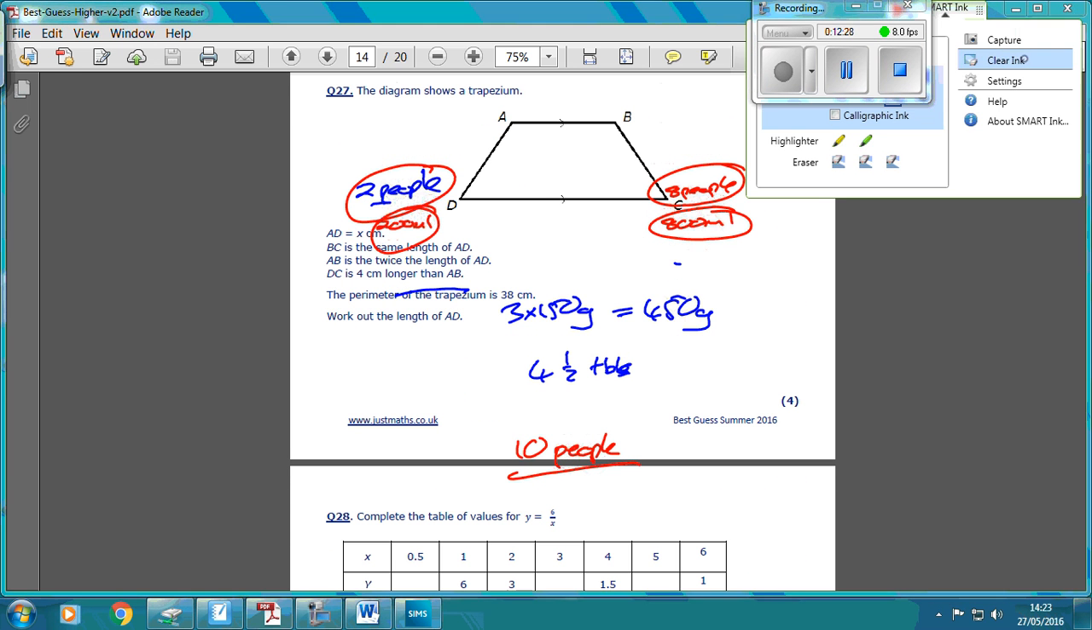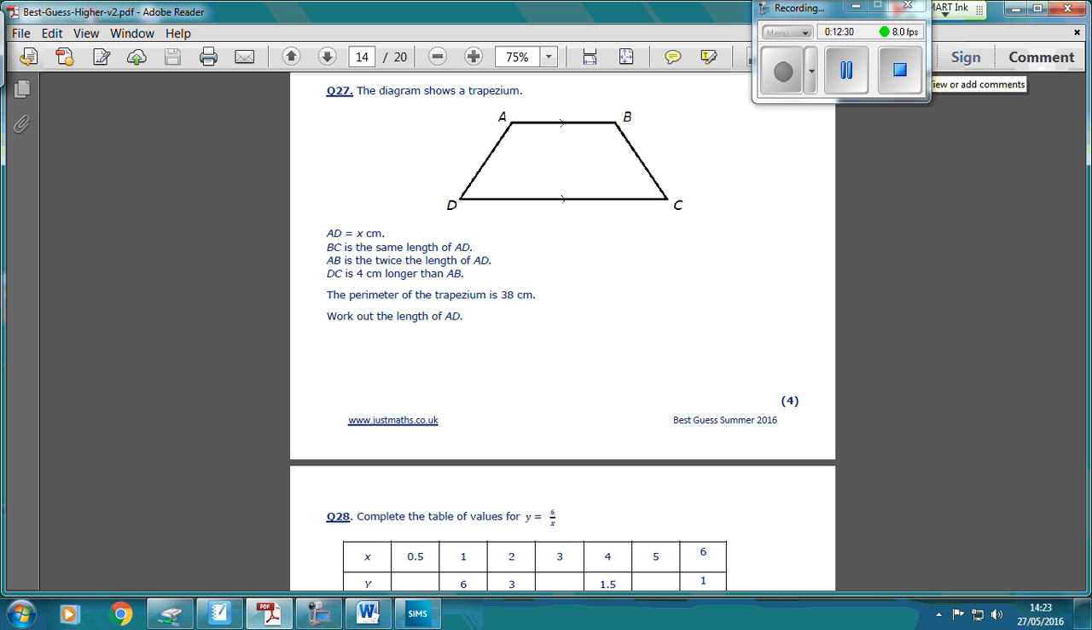Question 27. We know that AD is x, and we know that BC is the same length as that, so that's going to be x as well. AB is twice the length of AD. So this one is 2 lots of this one, so that's going to be 2x. And DC is 4 centimeters longer than AB, so this is going to be AB, which is 2x, and then add 4.